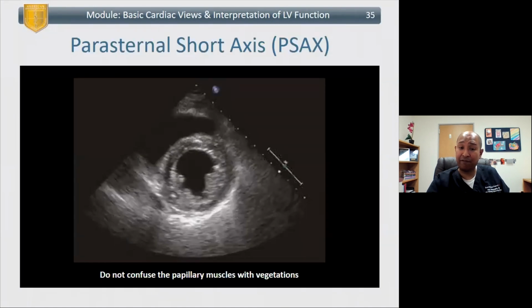And I put a still frame over here to say when you look at these papillary muscles, please don't confuse that with vegetations. I know I did one time. This patient does not have endocarditis. These are just papillary muscles.